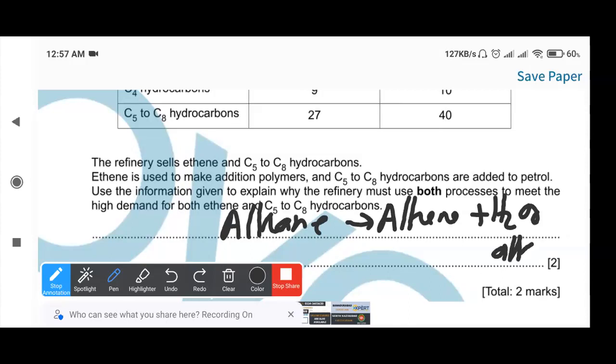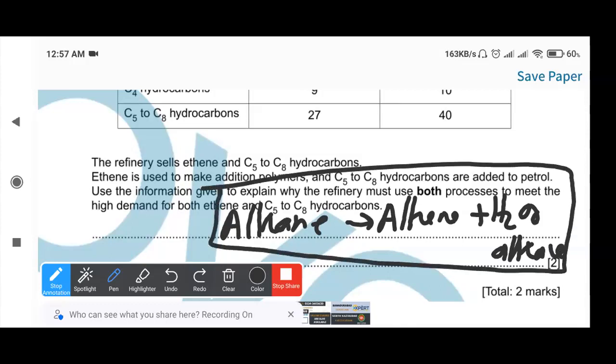So what are the products that you will get? It will be informed in the question. Now, why do we need to break down large alkanes to smaller alkanes or alkenes? Because although, listen carefully, although larger alkanes have a lot of carbon and hydrogen atoms.